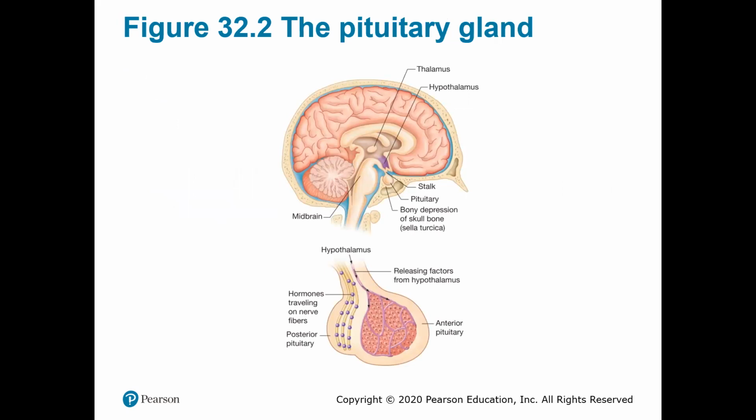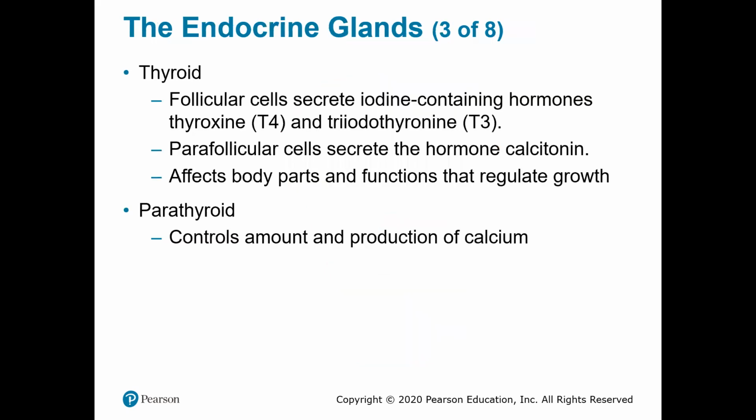Figure 32-2 there at the bottom left on page 539 depicts the pituitary gland and where it is in relation to the hypothalamus, the thalamus, and the stalk within the brain. And they give you a close-up excerpt showing you where the hormones release. Our thyroid, on textbook page 539 on the right-hand side, we get into the thyroid and the parathyroid.